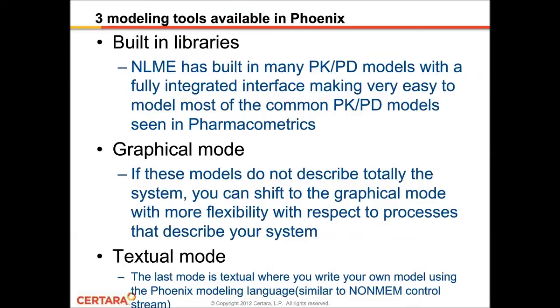When you go from built-in to graphical mode, the built-in will create the graphical mode corresponding to the built-in library. Then you can refine the graphical mode. And at the end, when you need to add, for example, some initial conditions that cannot be done with the graphical mode, you can ask the program to shift to textual mode. Whatever you define with the graphical mode is automatically translated into the textual mode, and then you can make the changes that you need to get your final model. It's something that is very, very useful, really unique to the Phoenix environment. There's no other program that can do that.